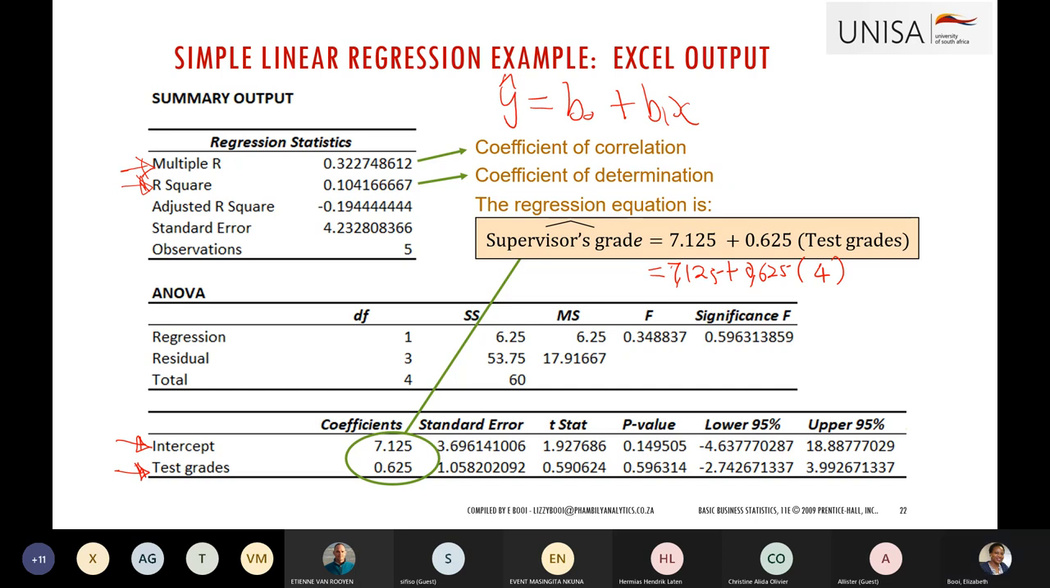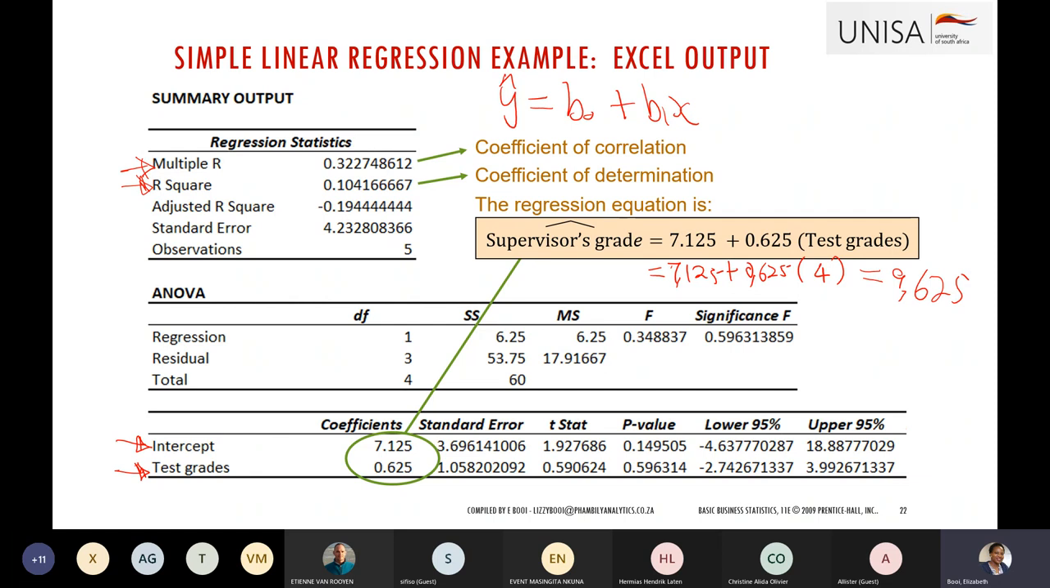7.125 plus 0.625 into bracket 4, close bracket, equals 9.625. And our new supervisor grade will be 9.625. Please keep that number somewhere, because when we do the activity on our calculator or on the Excel spreadsheet, we can calculate that as well.